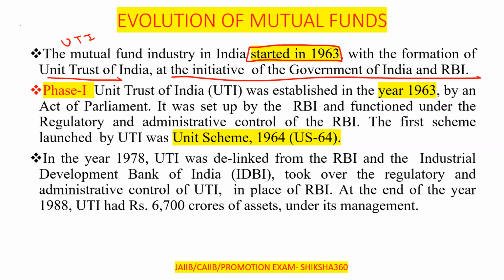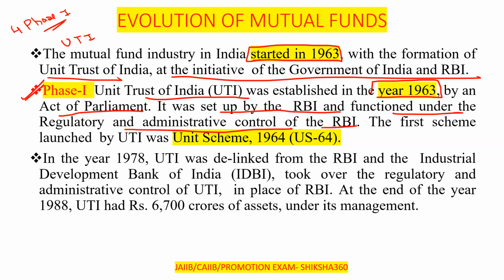There are four different phases. Now let's discuss each phase one by one. Phase 1. Unit Trust of India was established in the year 1963 by an Act of Parliament. It was set up by the RBI and functioned under the regulatory and administrative control of the RBI. The first scheme launched by UTI, what is its name? It was Unit Scheme 1964. Clear? US 1964 is the first scheme.